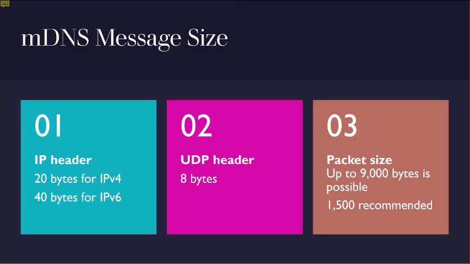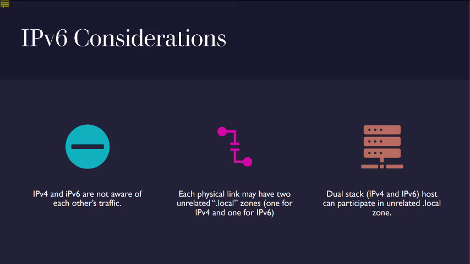The message sizes for multicast DNS are as follows. You have the IP header, which has 20 bytes for IPv4, 40 for IPv6. The UDP header is going to have 8 bytes. And the packet size as a whole can have up to 9,000 bytes, but 1,500 are recommended according to the protocol. But one of the things that can be said about it is that IPv4 and IPv6 are not aware of each other's traffic. They are basically in two unrelated local zones.